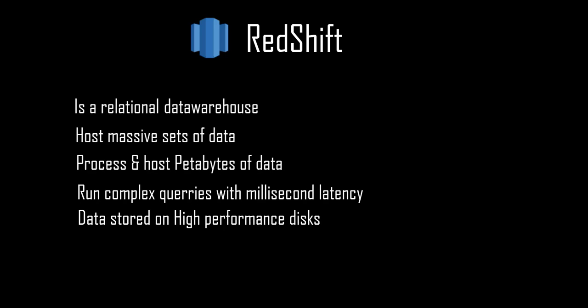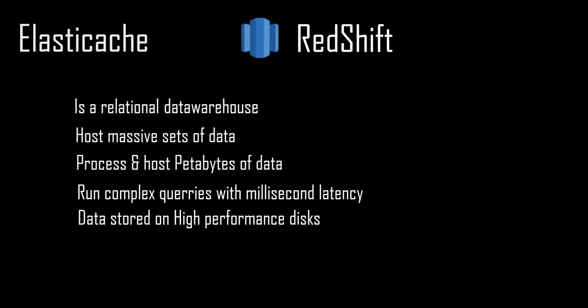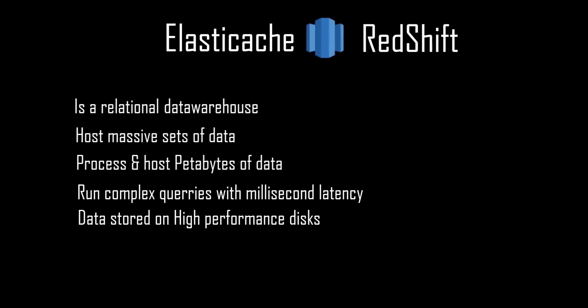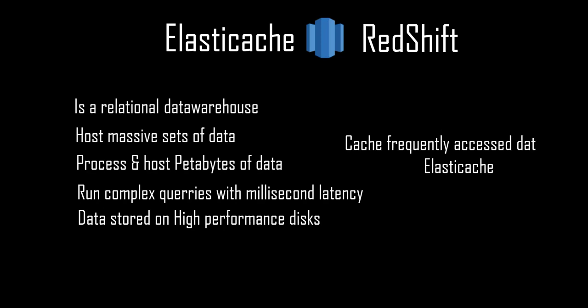So just to summarize, in this lesson, we spoke about two services in AWS, Elasticache and Redshift. Elasticache is for caching the frequently accessed data, whereas Redshift is used to process and effectively run large queries in parallel without impacting performance if you've got to host petabytes of data on AWS.